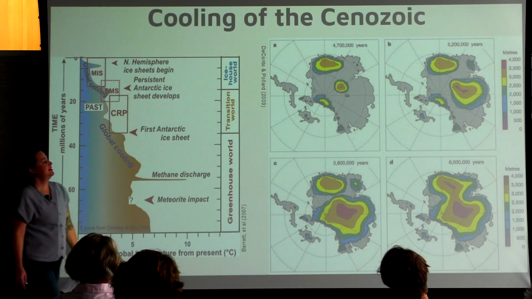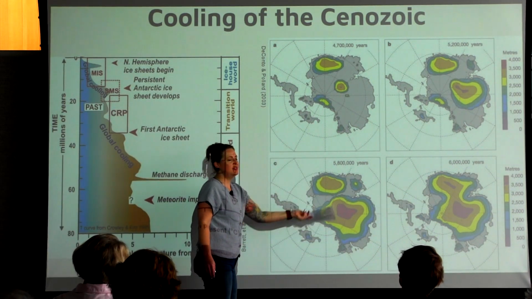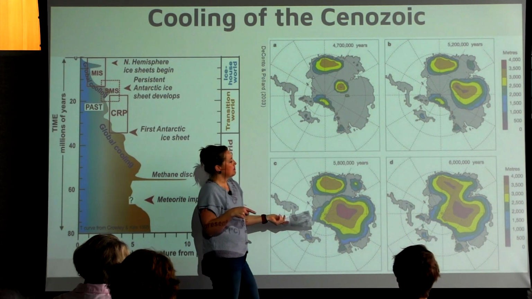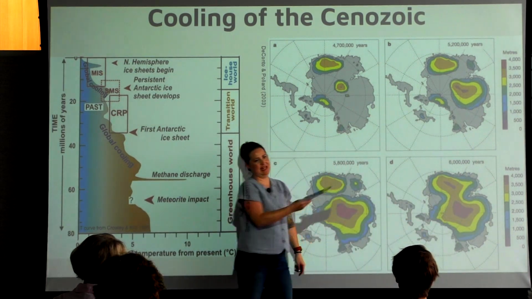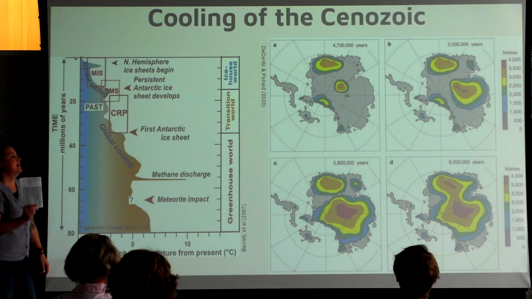What that does is allow Antarctica to move on to the South Pole. So remember, South Pole is a really good way to grow ice sheets. And the other thing is that it's not connected to anything anymore. And that forms the circumantarctic current.